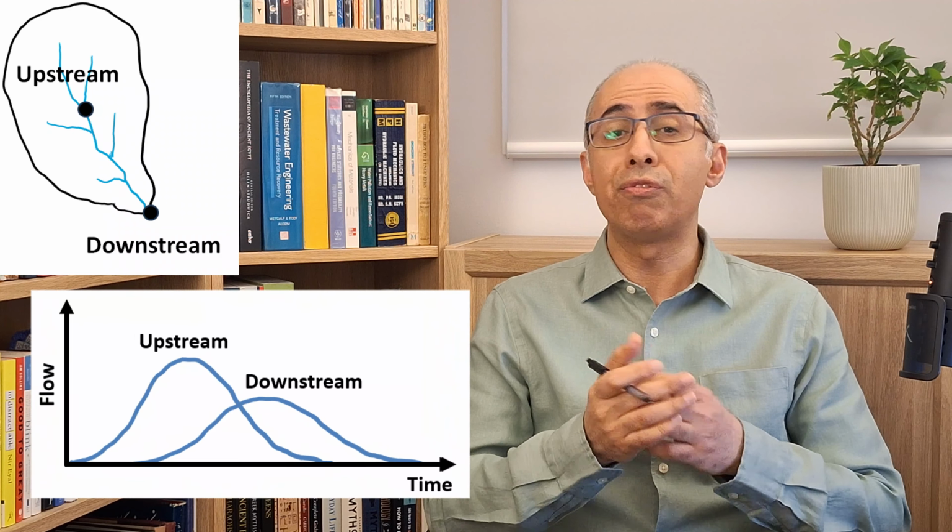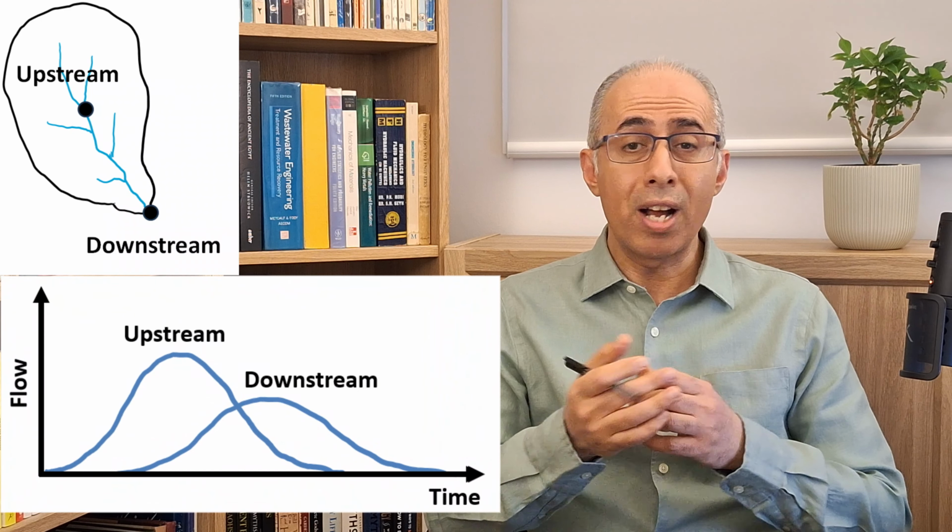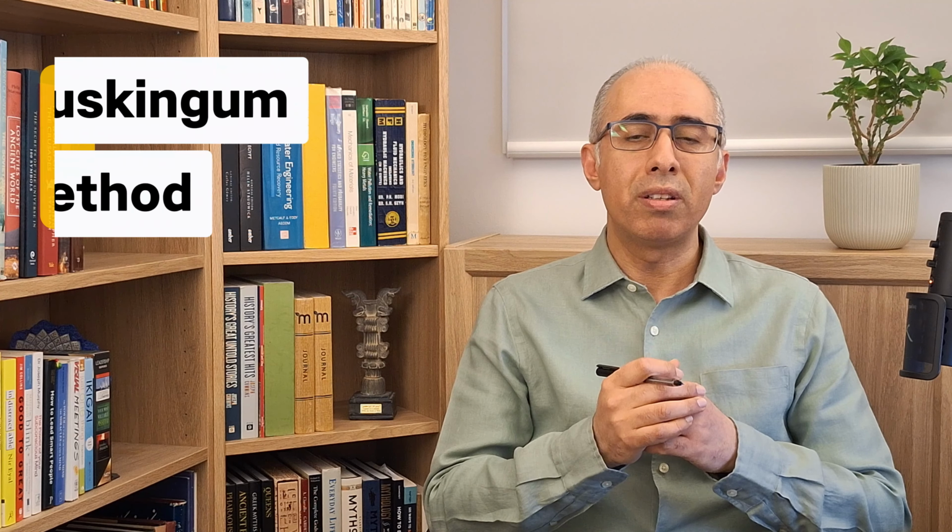If you have ever wondered how a flood wave changes shape in a channel as it travels downstream, and why it slows down, flattens, or arrives later, the Muskingum method is the tool that explains it. In this video, we break it down from the ground up.